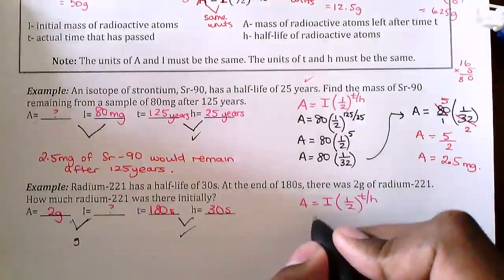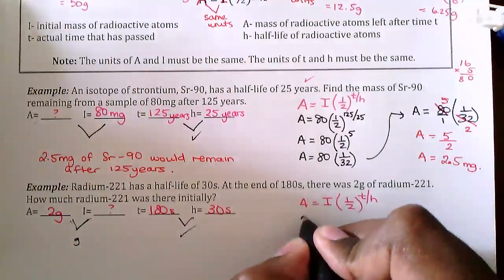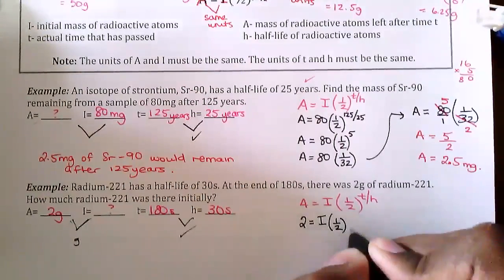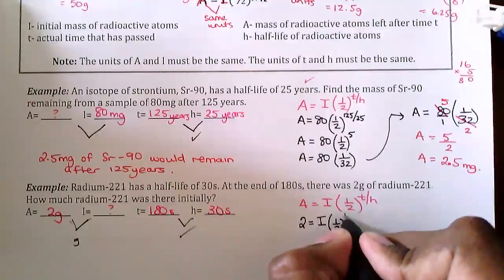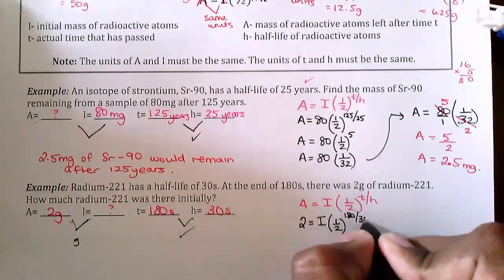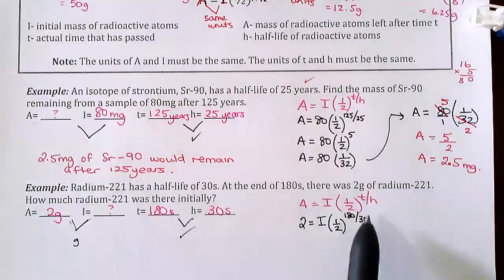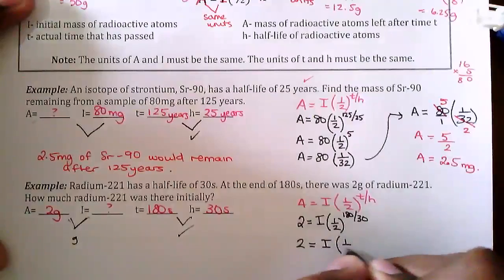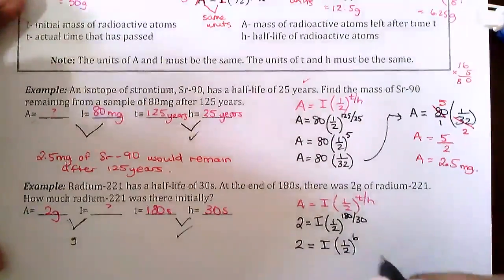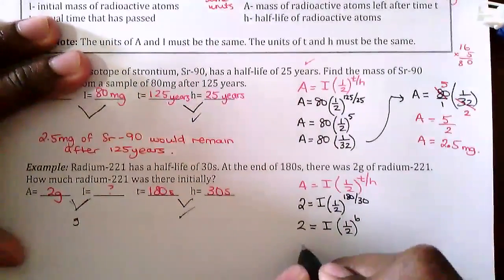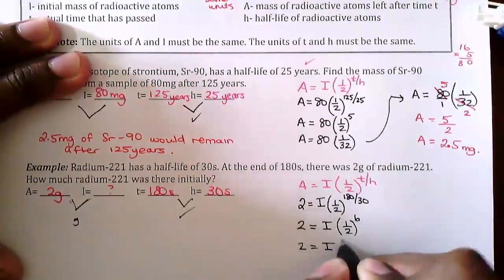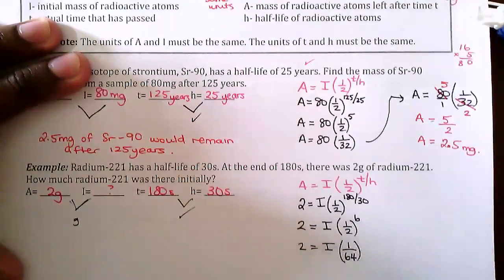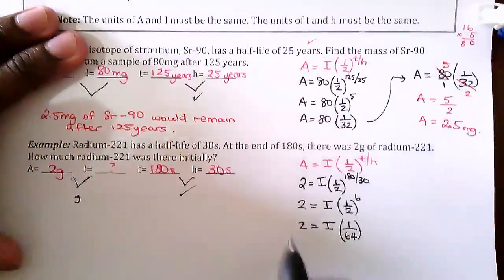So let's plug in the numbers we have. Here we have an amount, which is 2, is equal to I, which I don't know, times half to the power of T over H, which is 180 over 30. Again, simplify by simplifying the exponent first. So 2 is equal to I times half to the power of 6, since 180 over 30 is 6. Again, 2 to the power of 6 is something you should know off the top of your head now. So 1 over 64.